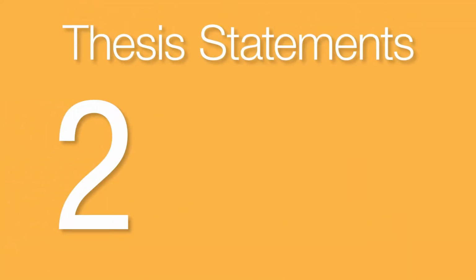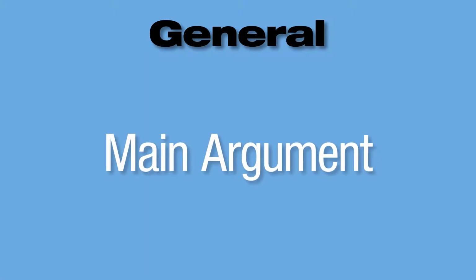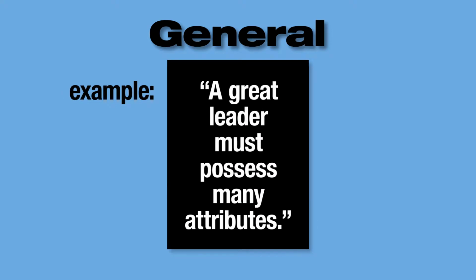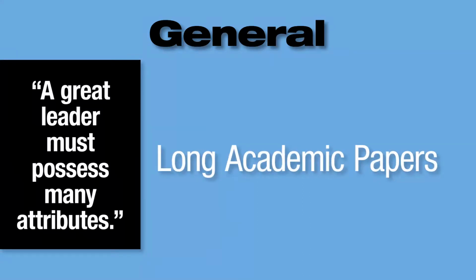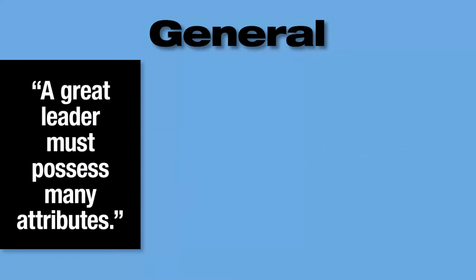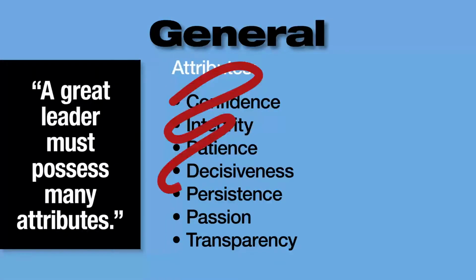There are two types of thesis statements, general and specific. A general thesis only provides the main argument. It does not list the points you will discuss in the essay. General thesis statements are most often used in informal writing. They can also be used in long academic papers, say over 10 pages, where listing all the points would be too long and too confusing.